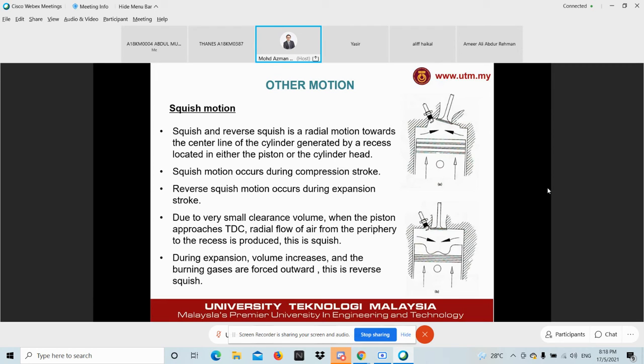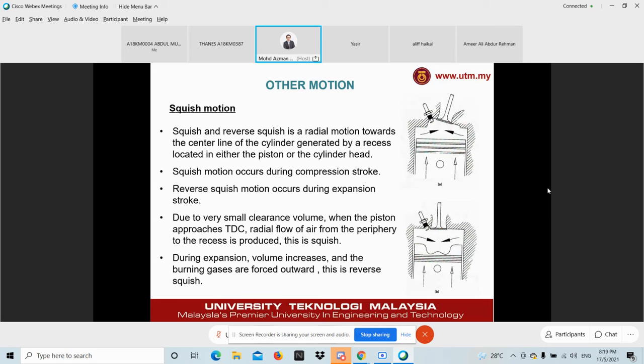Squish motion occurs only during the compression stroke, whereas reverse squish motion occurs in the expansion stroke. Due to the very small clearance volume when the piston approaches TDC during the compression stroke, a radial flow of air from the periphery to the recess is produced. This is squish, or in other words, it is trying to squeeze all the air towards one area. During expansion, when the volume starts to expand and the piston moves away from TDC, the burning gases are forced outward. This is the reverse of squish.